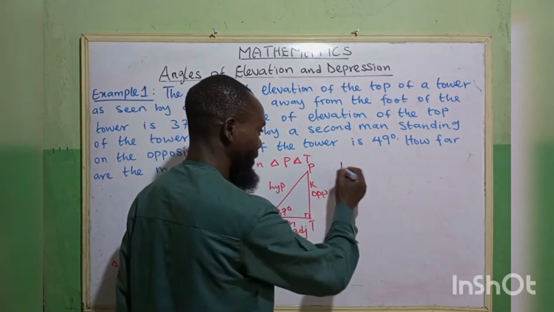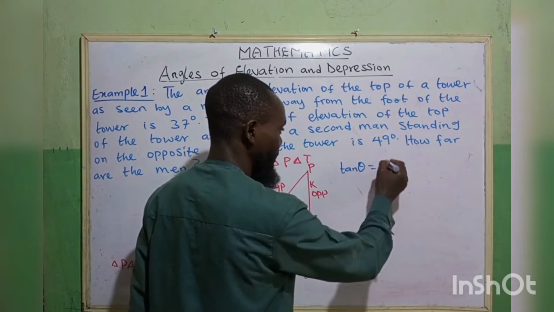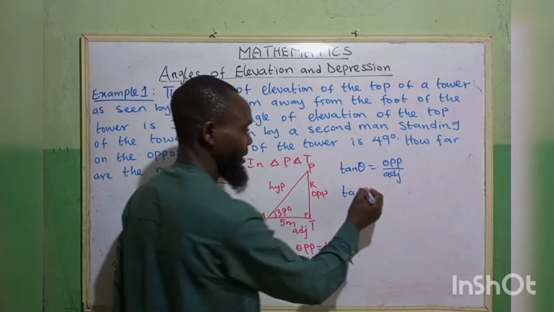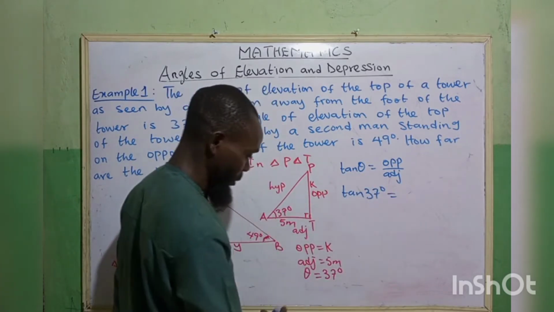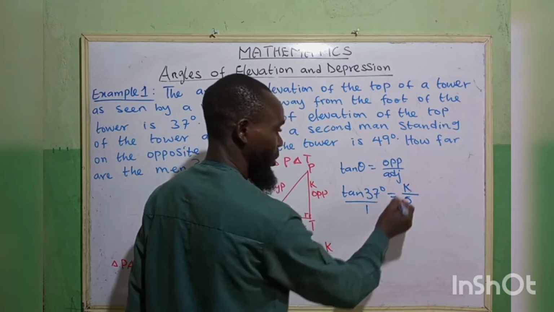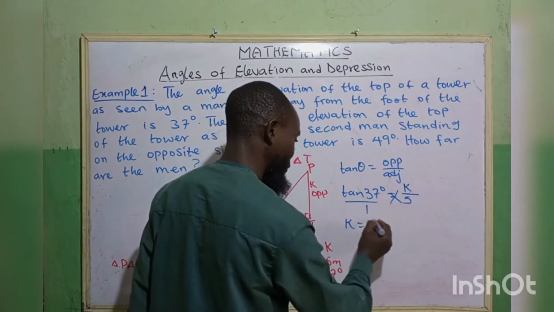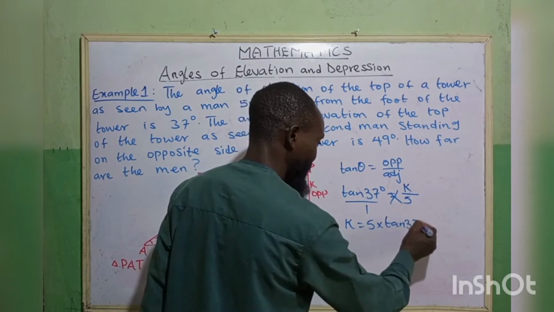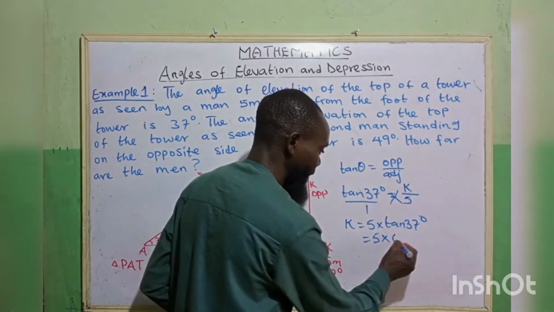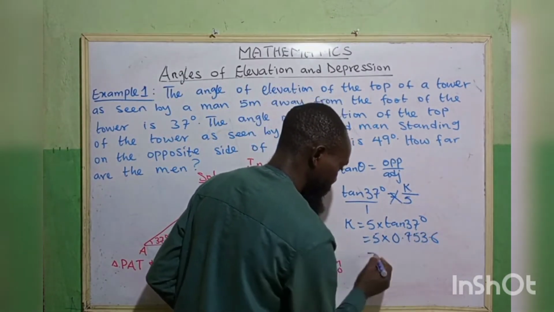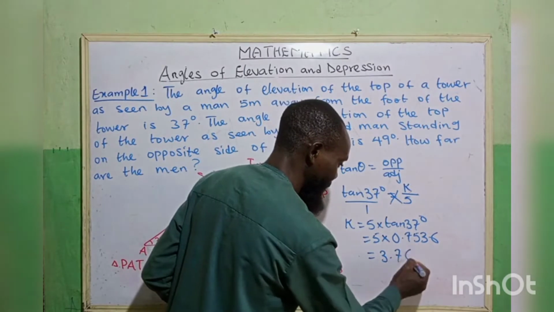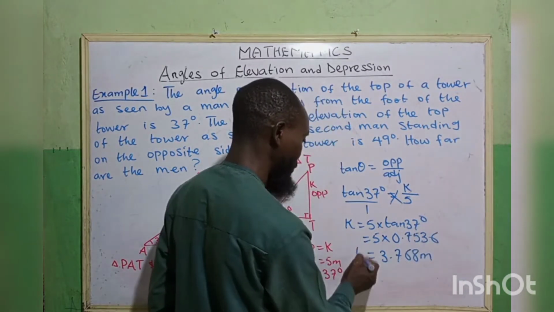We have tan theta equals opposite over adjacent. So tan 37 degrees equals K over adjacent 5. Let's say over 1, cross multiply, K times 1, K equals 5 multiplied by tan 37 degrees. What is tan 37 degrees? Tan 37 degrees equals 0.7536. So let us multiply using our calculating machine. Our answer is 3.768 meters. So that's the value of K.